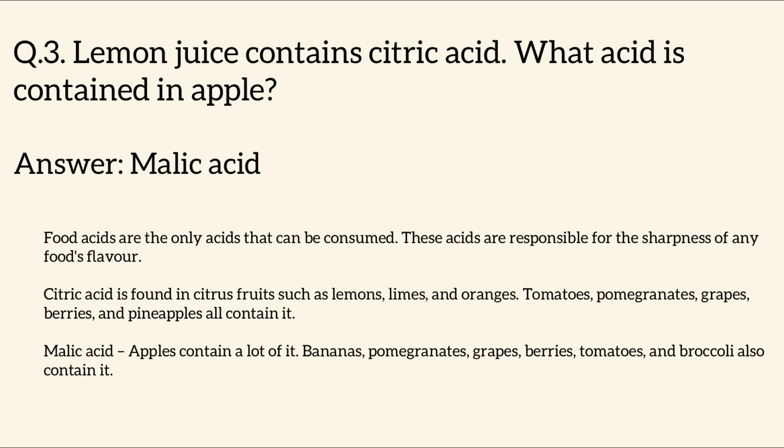Citric acid is found in citrus fruits such as lemons, limes, and oranges. Tomatoes, pomegranates, grapes, berries, and pineapples all contain it. Malic acid: apples contain a lot of it. Bananas, pomegranates, grapes, berries, tomatoes, and broccoli also contain it.